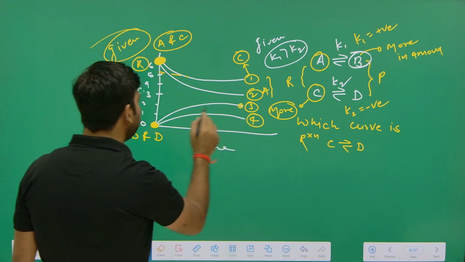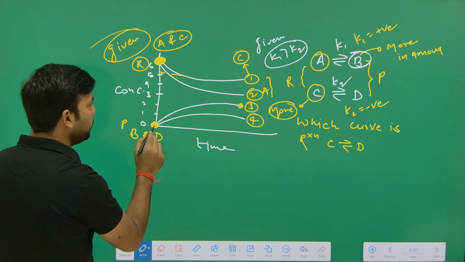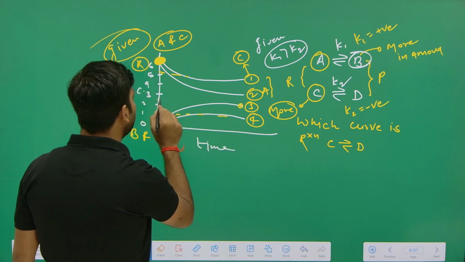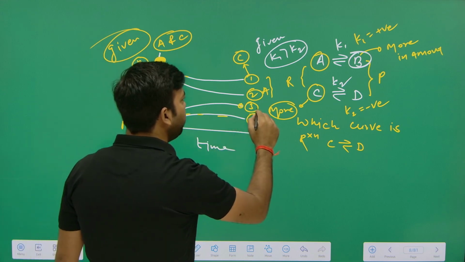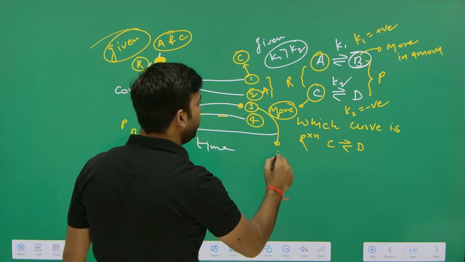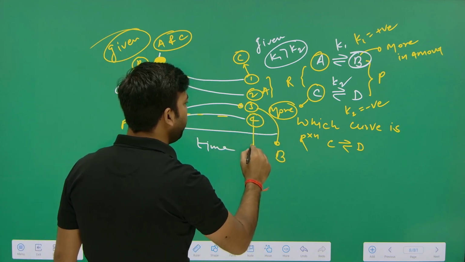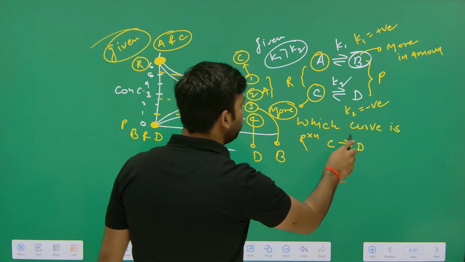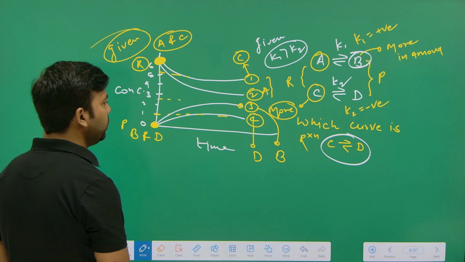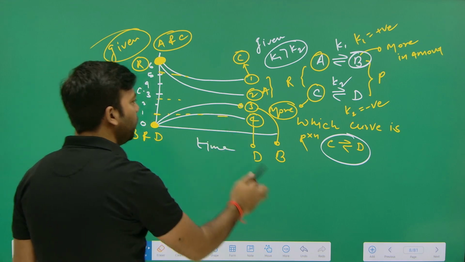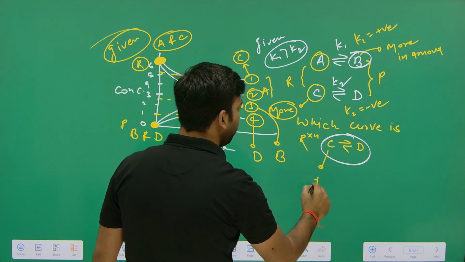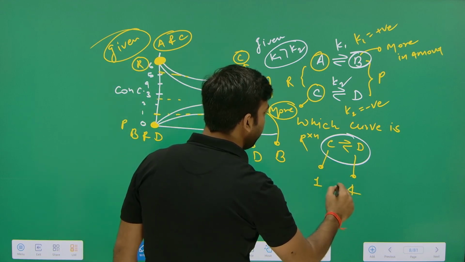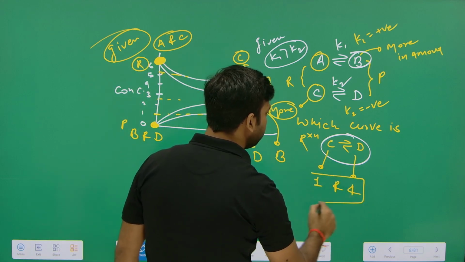3 is high. You can see the values are around 2.5 and this is somewhere around 1. You can see 4 is somewhere around 1, 3 is 2.5. So 3 will be my B and 4 will be my D. So now it is talking about which curve is C to D. So C to D. C is my 1 and D is my 4. So 1 and 4 will be the answer.